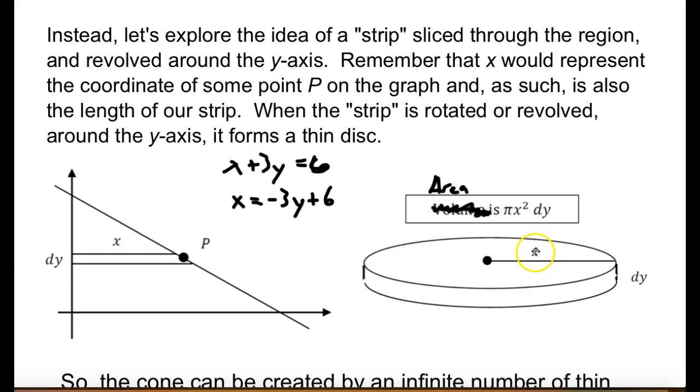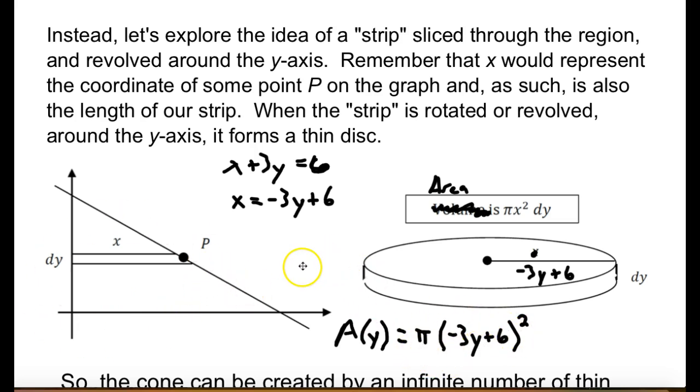So if we think about this x distance being negative 3y plus 6, my area function for this cross-section, and I'm writing this in terms of y, is A of y equals pi times the radius squared, so negative 3y plus 6 squared. That is the area of one of these circles. No matter where I take a cross-section, I'm going to have pi times the radius squared.